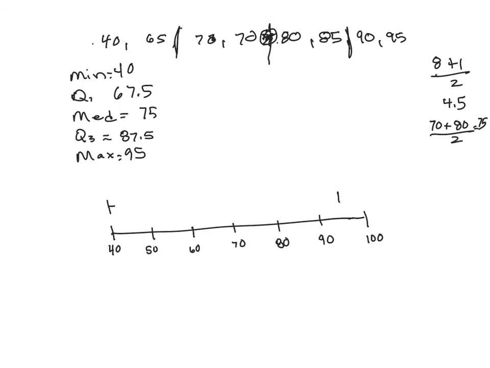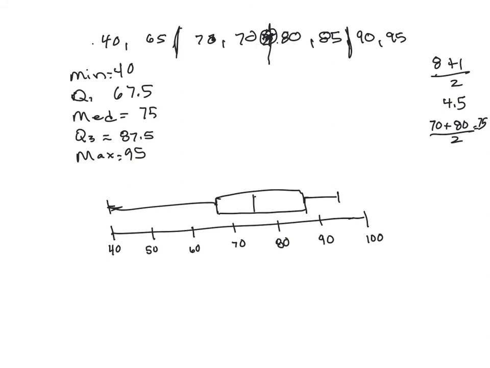The box goes around 67.5, so I'm going to say that's here, to 87.5. I'm going to call that 87.5, and then the median is 75, so that's halfway between 70 and 80. And that's my box and whisker plot.